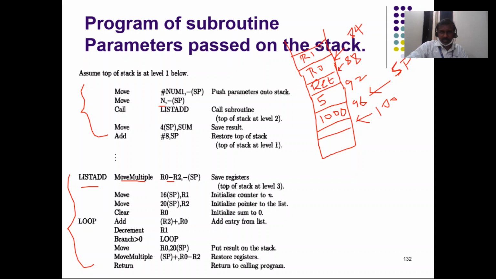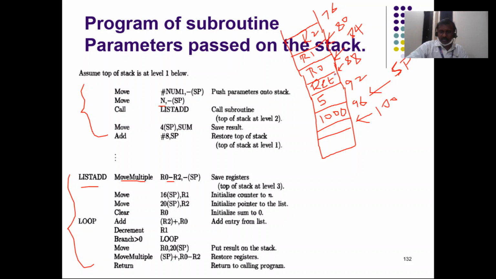Starting from the 80th location, you'll have R1. And then R2 will start from the 76th location, because 80 minus 4 is 76. So this will be R2. I think our calculations are correct.